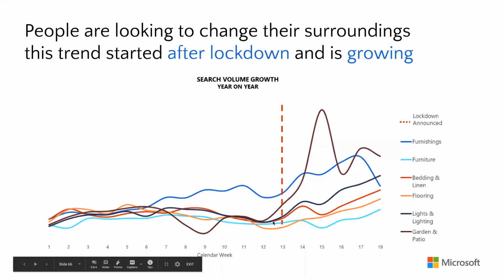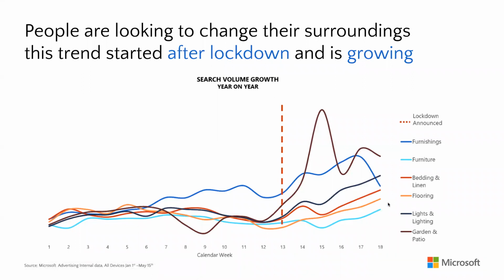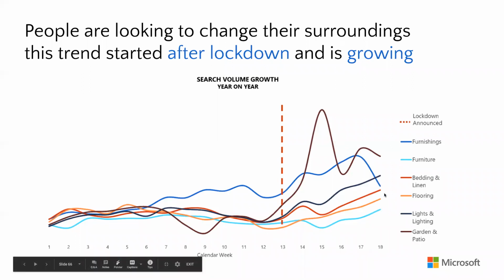That was a big spike for Easter weekend, and we did see a continuing growth there. A bit of a decline with changing weather, but we are seeing really good strength in lights and lighting, bedding, flooring, furniture. People are starting to pick up again on that, and we're starting to see an increase year on year in searches in those areas.